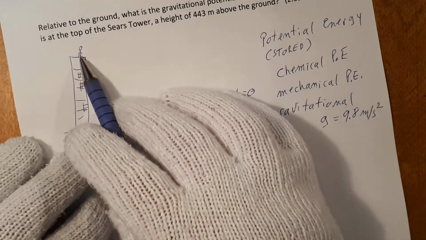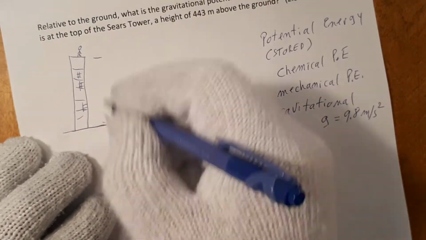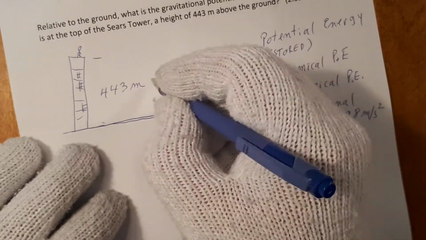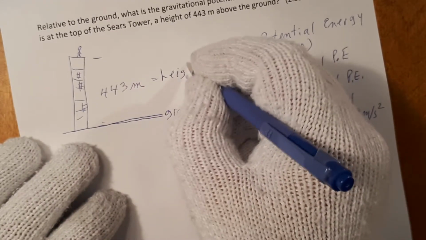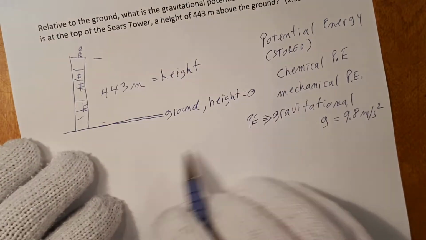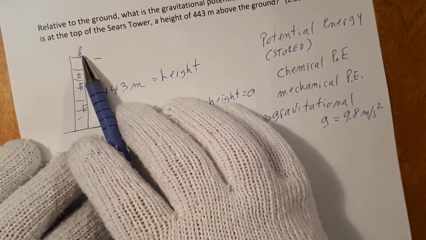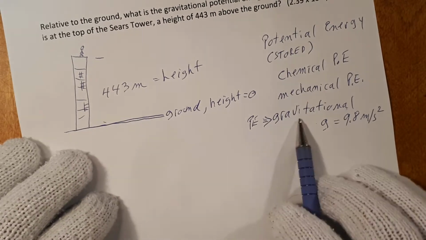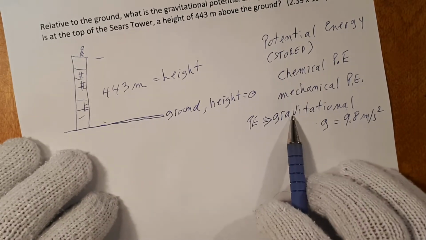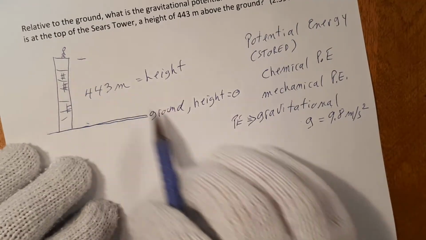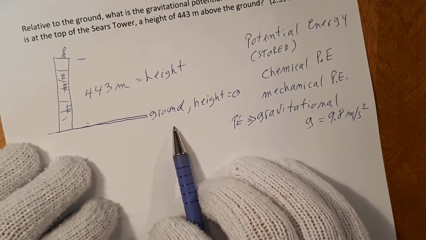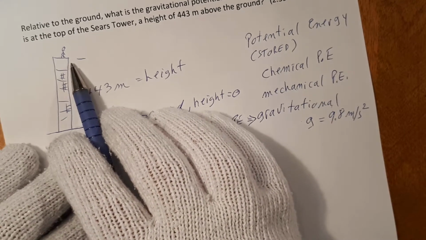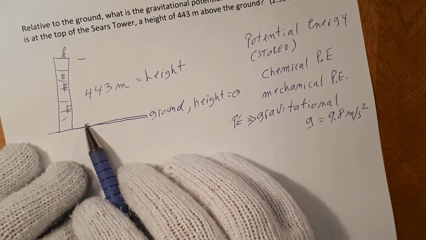And the height of this tower right here is given to us: 443 meters. That is the height of the tower. And the individual is sitting way up here. Hence, he has gravitational potential energy. Another way that I look at gravitational potential energy is if the item, whether it be a person or an object, has the ability to fall down, then they have gravitational potential energy. Obviously, he can easily fall down with reference to the ground.